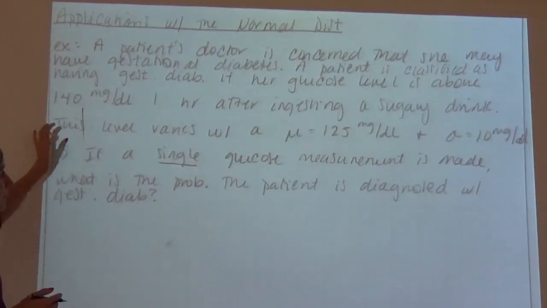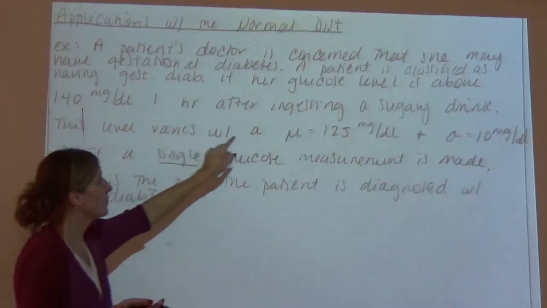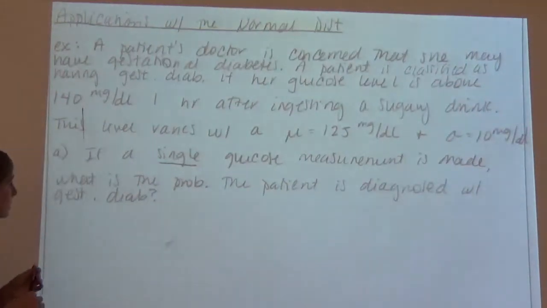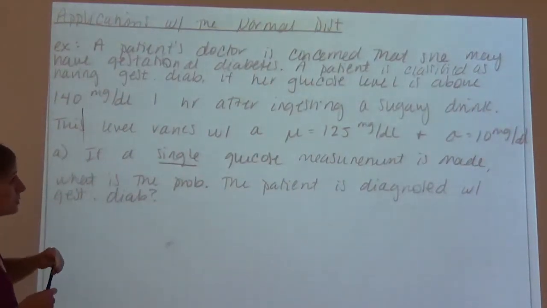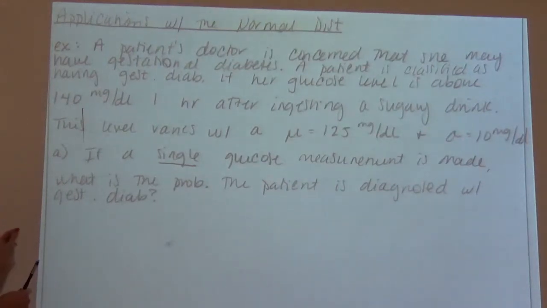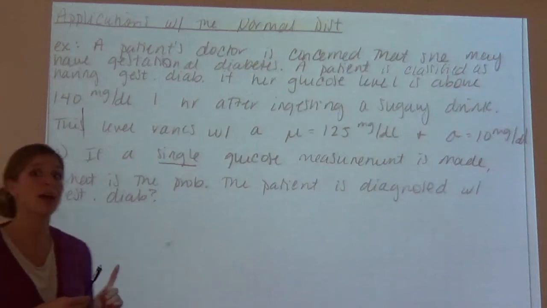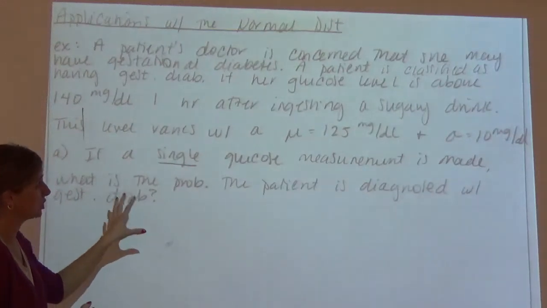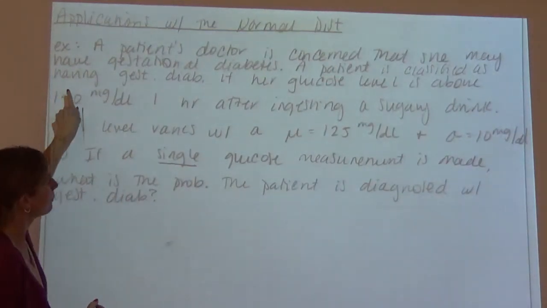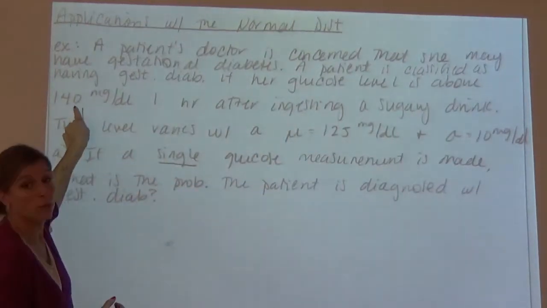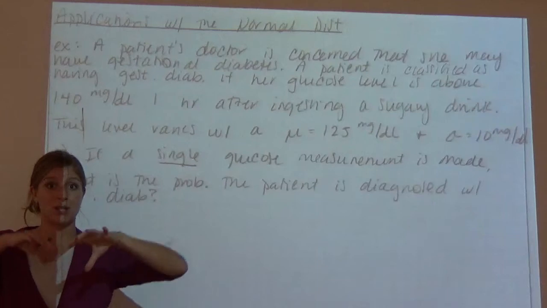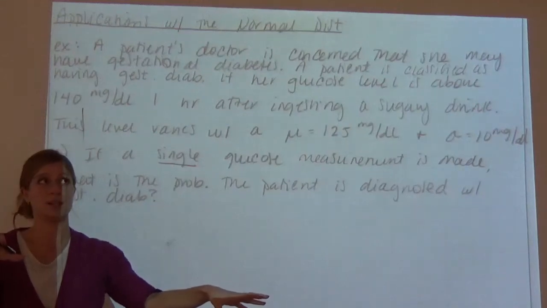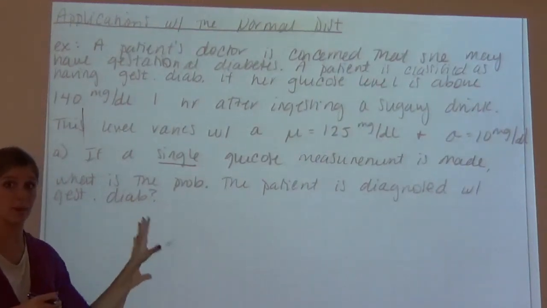Okay, anyway, this level in general, so for the population, varies with a mean of 125 milligrams per deciliter and a standard deviation of 10 milligrams per deciliter. Okay, so if a single glucose measurement is made, what is the probability the patient is diagnosed with gestational diabetes? So we want to think, okay, if one single measurement is made from this person, what is the probability that they're going to have gestational diabetes? Okay, we know this happens if her glucose level is above 140 milligrams per deciliter. So now, what we're going to do is combine all that together with our adjusted standard deviation and the same computational process that we used in chapter 11. I'll explain each step and write it up here.